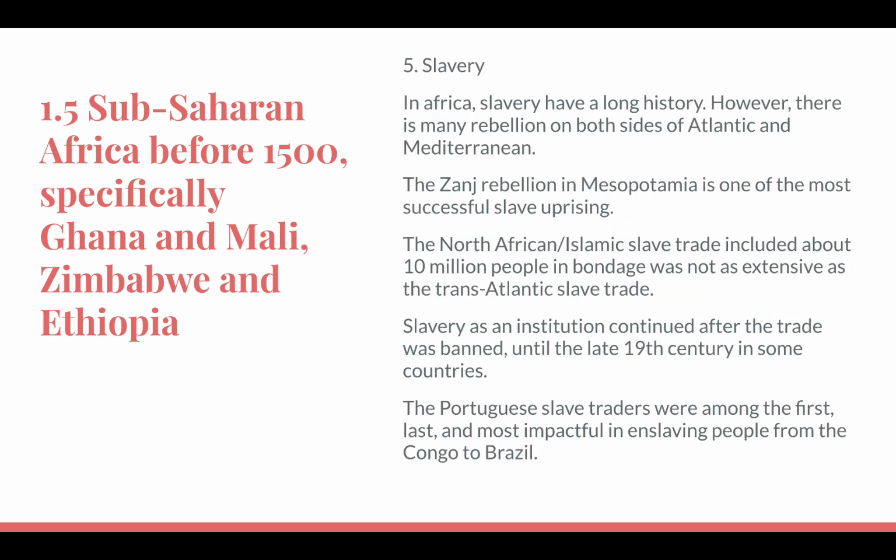We also need to talk a little about slavery. In Africa, slavery has a long history. However, there were many rebellions on both sides of the Atlantic and Mediterranean. The Zanj rebellion in Mesopotamia is one of the most successful slave uprisings. The North African Islamic slave trade included about 10 million people in bondage, but was not as extensive as the transatlantic slave trade. Slavery as an institution continued after the trade was banned until the late 19th century in some countries. The Portuguese slave traders were among the first, last, and most impactful in enslaving people from the Congo to Brazil.